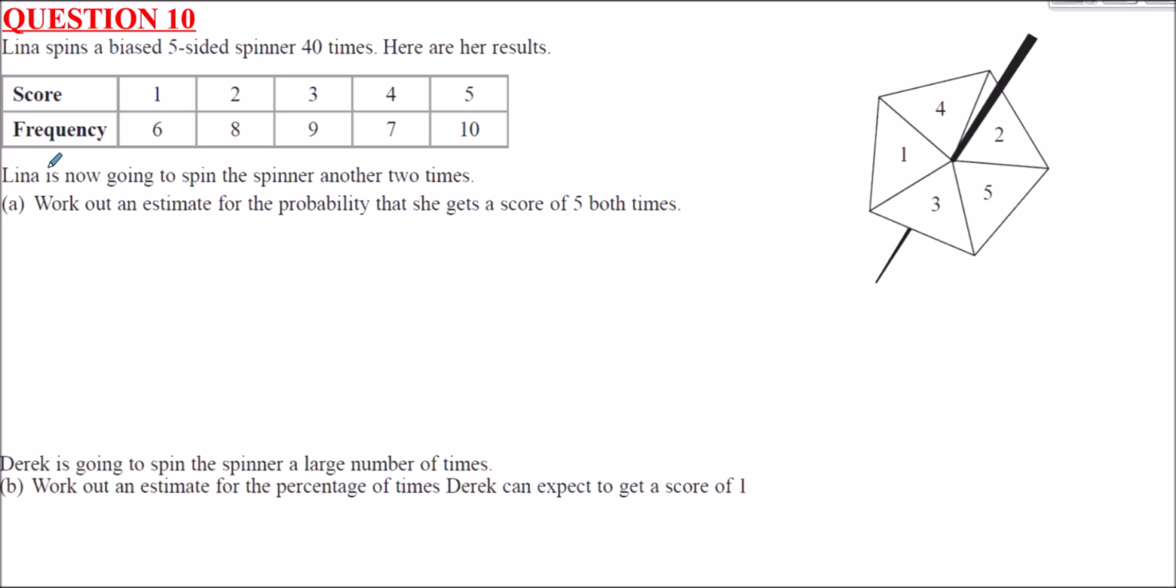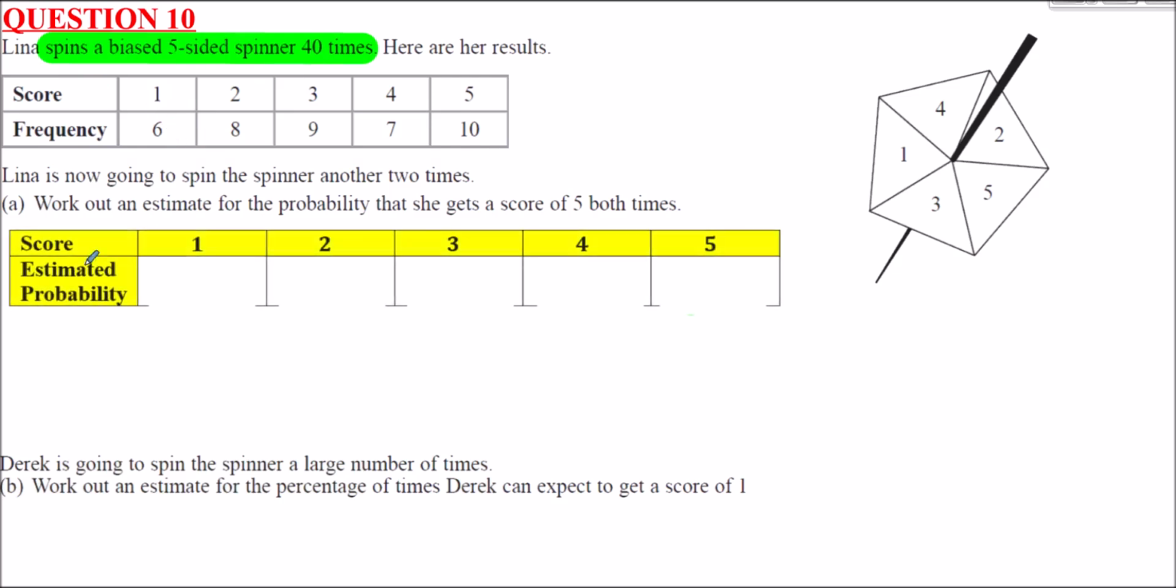So anyway, what she's going to do now is to spin the spinner another 2 times. We need to work out an estimate, not a guess, but based on this table, an estimate for the probability that she gets a score of 5 both times. So the first part of this question is to show to the examiner that we can get a good estimate from these relative frequencies. So just thinking of this table and expanding upon it, if she spins a 5-sided spinner 40 times, then we can work out an estimated probability for each of these scores based on her relative frequencies.